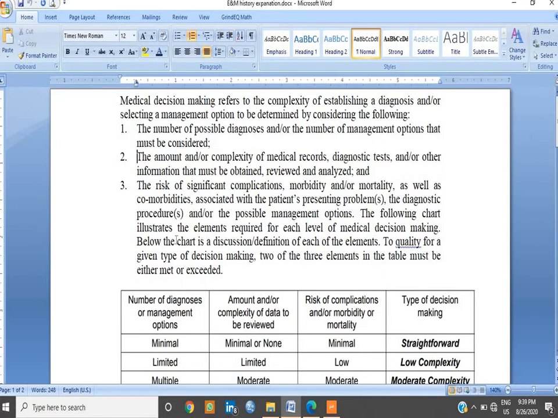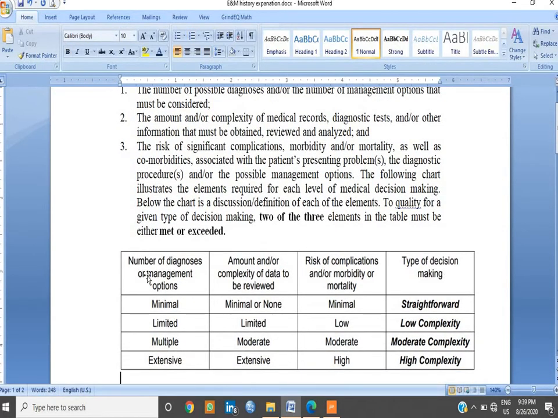The following chart illustrates the elements required for each level of medical decision making. Below the chart is a discussion definition of each of the elements, the quality for a given type of decision making. 2 of 3 elements in the table must be either met or exceeded. Just remember this, guys. 2 of 3 elements should be met or exceeded. Let's see the table then. Okay, here is the table.